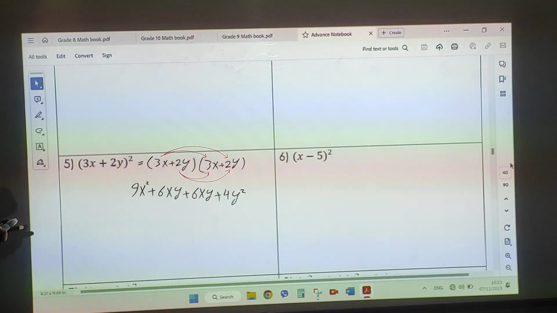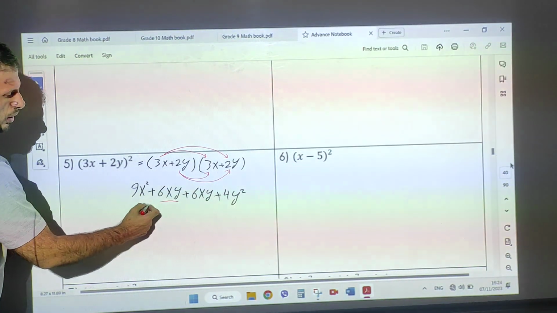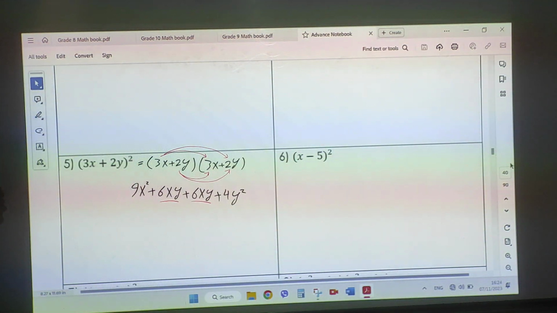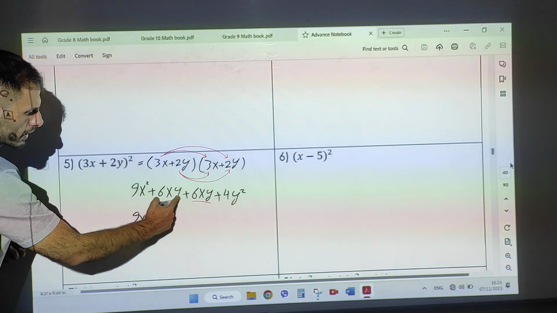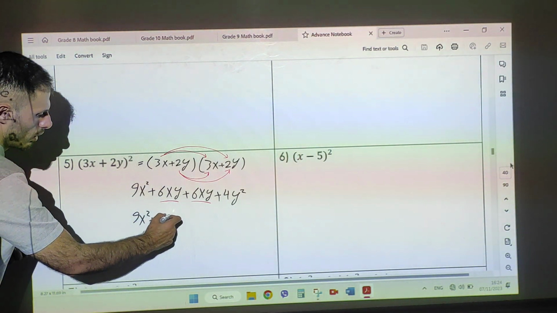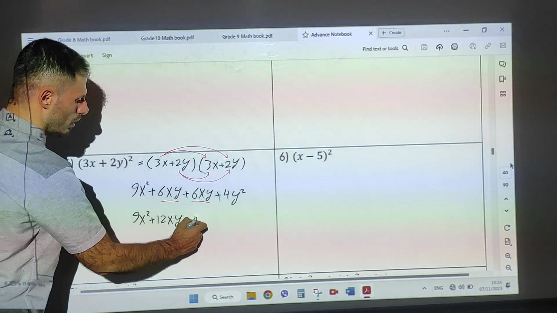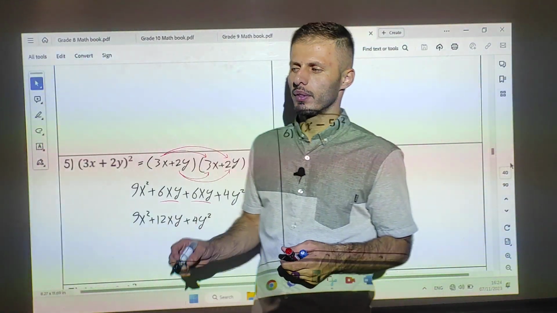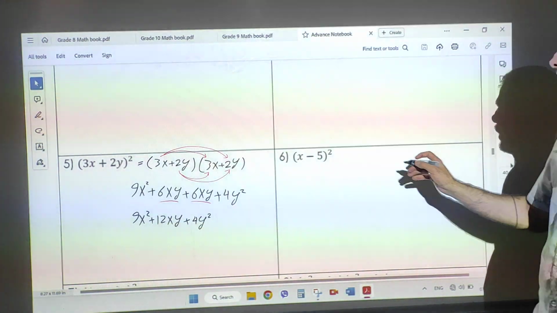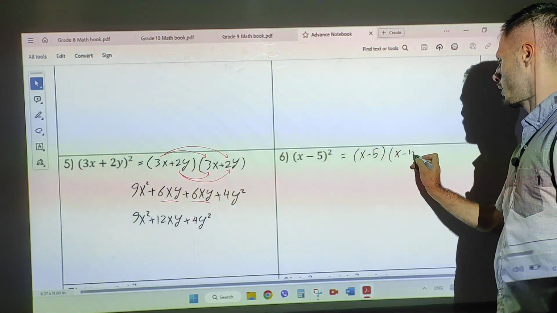Yes. Now for the like terms, we have x power 2, we don't have more. We have xy, we have xy, we have y power 2, which is different, only. We can add these two. We'll write this one the same. Plus 6 plus 6 is plus 12xy plus 4y power 2. Done. Next one. X minus 5 power 2 means x minus 5 and x minus 5.